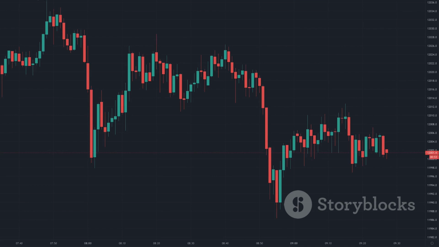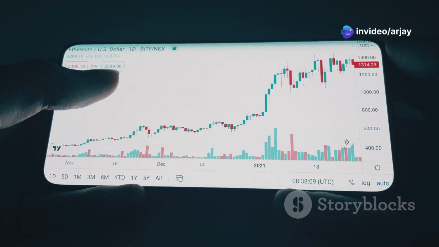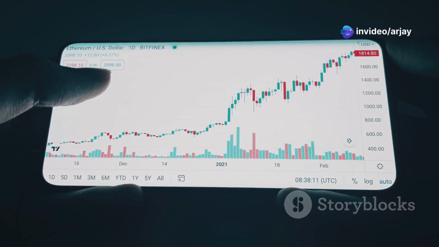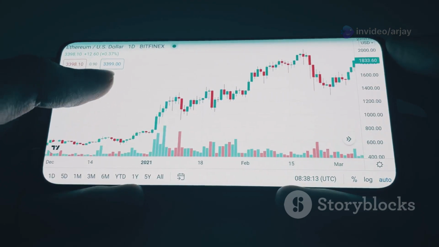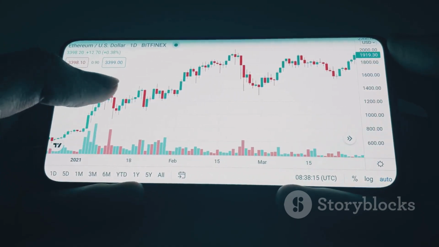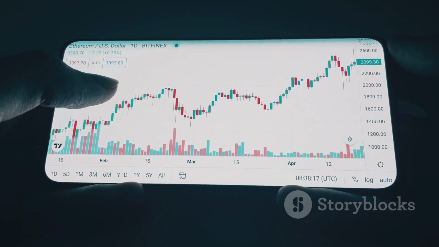Then the shooting star. It's basically the opposite. Small body, long upper wick popping up after an uptrend. That says sellers are taking over. Watch for these at the top of a rally. Remember this tip. Look for confirmation from the next candle before making your move. One candle alone isn't enough. You want to see follow-through.